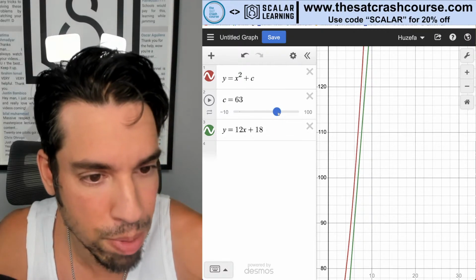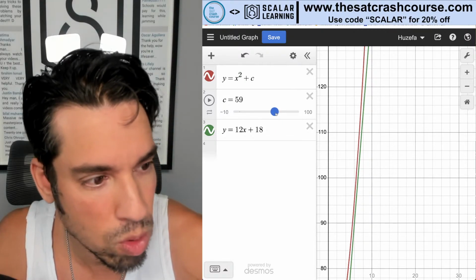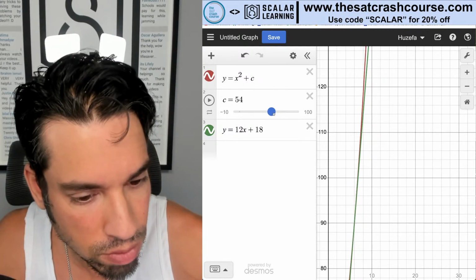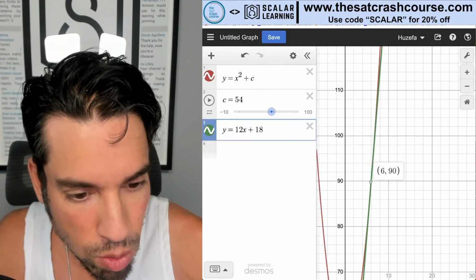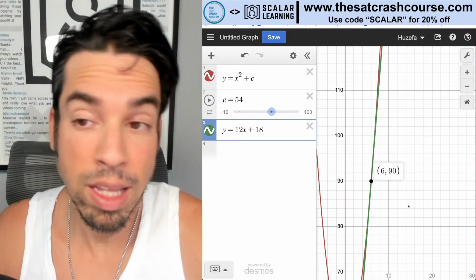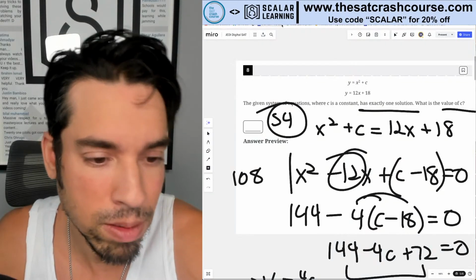Now we go to 64. We go past it. Now we have to dial it back until we get one exact intersection. Because I know it's 54, I'll take it right to 54. And there we go. There's that one point of intersection. You be the judge. I personally like doing this one by hand, but yeah, it's up to you.